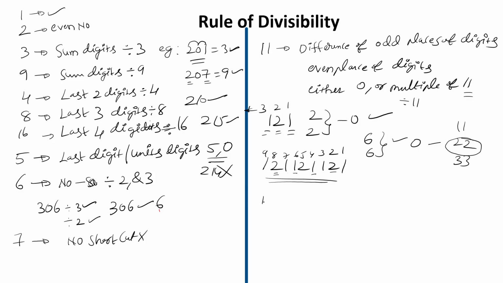Now coming to 12, the number should be divisible by 3 and 4, and there are many numbers there, so that is not of that much importance.